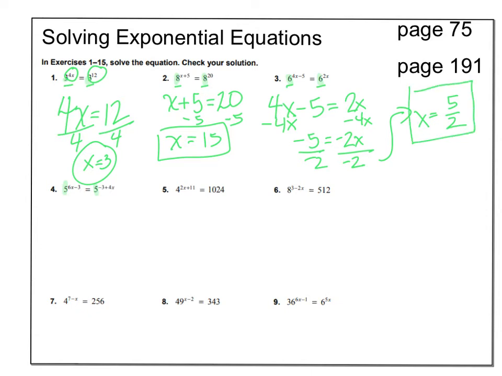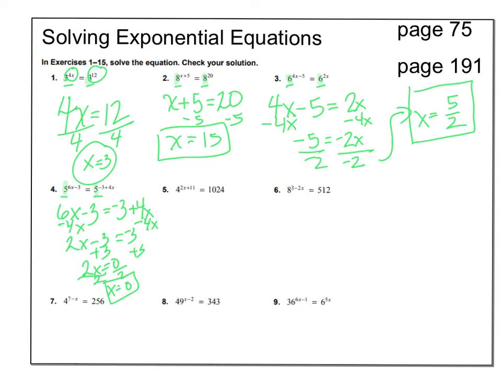Number 4. When the bases are the same, the exponents are equal. Solve that equation. Add 3. 2x is going to equal 0. Divide by 2. X is 0.